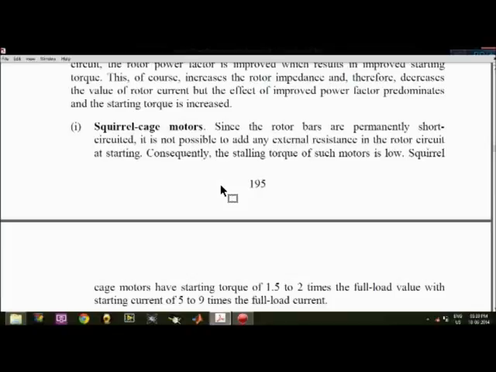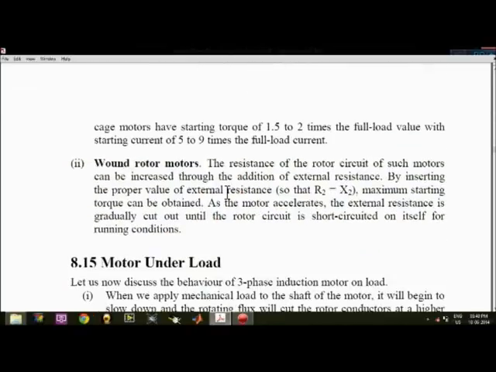Since the rotor bars are permanently short circuited, it is not possible to add any external resistance. So squirrel cage motors have a starting torque of 1.5 to 2 times the full load value, with a starting current of 5 to 9 times the full load current.